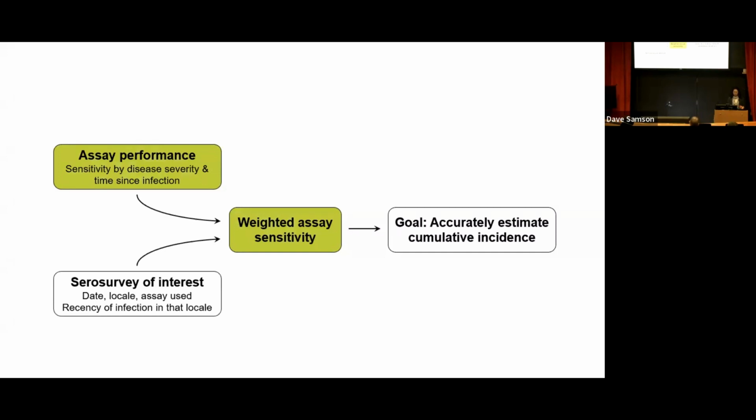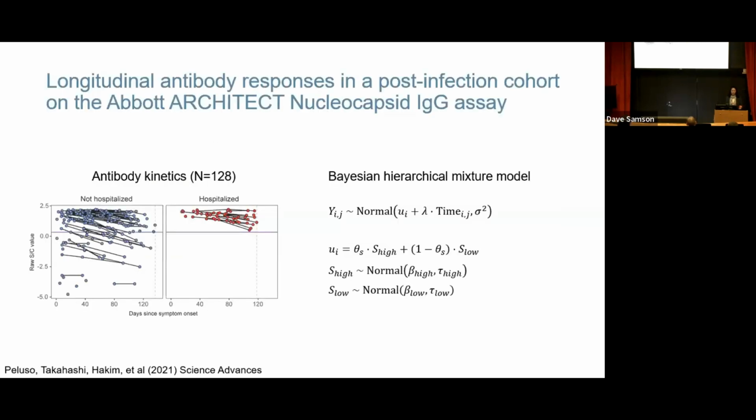So just for this first bit, thinking about assay performance and how that contributes to sensitivity. Longitudinal post-infection cohorts are really the gold standard to be able to quantify what kinetics look like. I'm just showing a post-infection COVID cohort out of UCSF that I was involved in. One of the assays used was the ARCHITECT assay, looking at IgG responses to the nucleocapsid protein of SARS-CoV-2. On the left is the data from the longitudinal cohort, looking at antibody responses as a function of days since symptom onset, stratified by severity, here using hospitalization status as a proxy for severity.